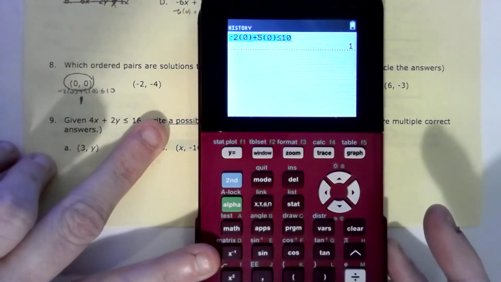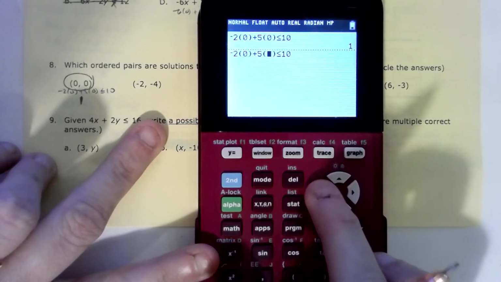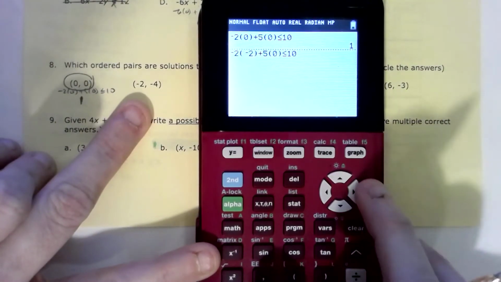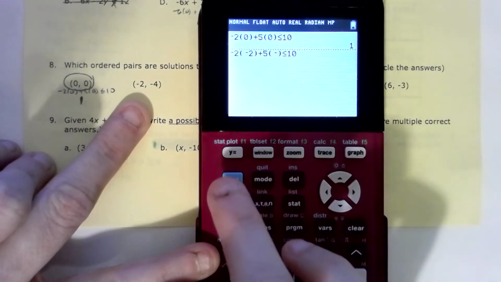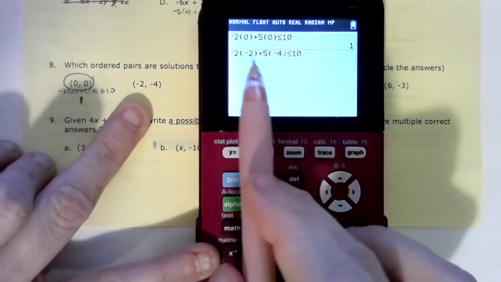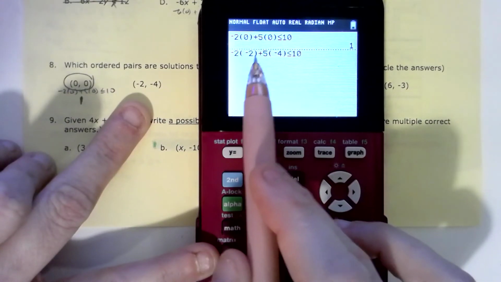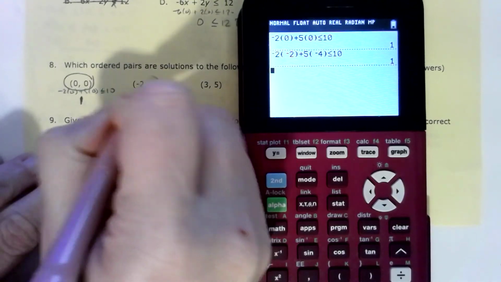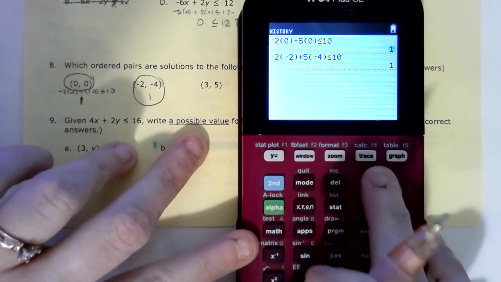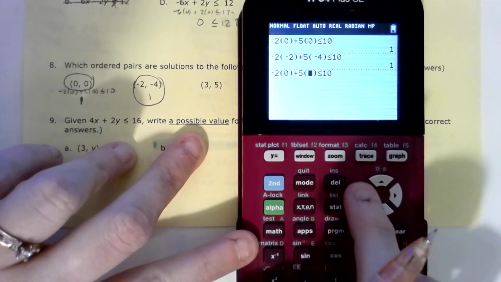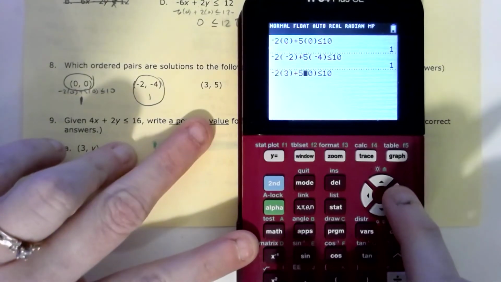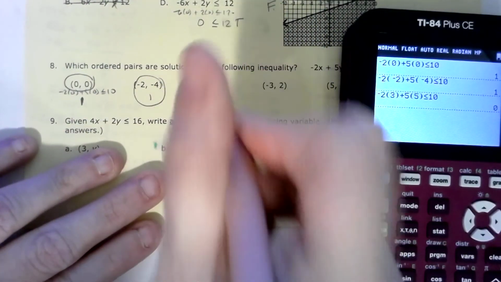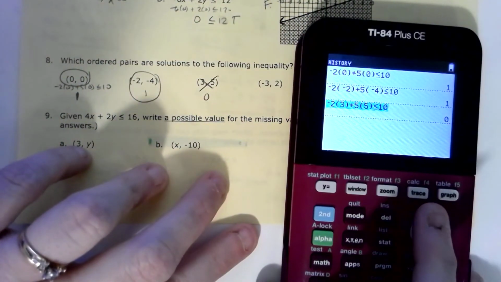I'm going to do the same thing here. I'm just going to recopy my line, and I'm going to put in those values. -2 and negative, I'm going to insert 4. So now I've done the substitution. -2 times -2 plus 5 times -4 should be less than or equal to 10. And it is, so I circle it. Let's try 3 and 5. And I get 0. That one's false. Okay, let's try -3, 2.